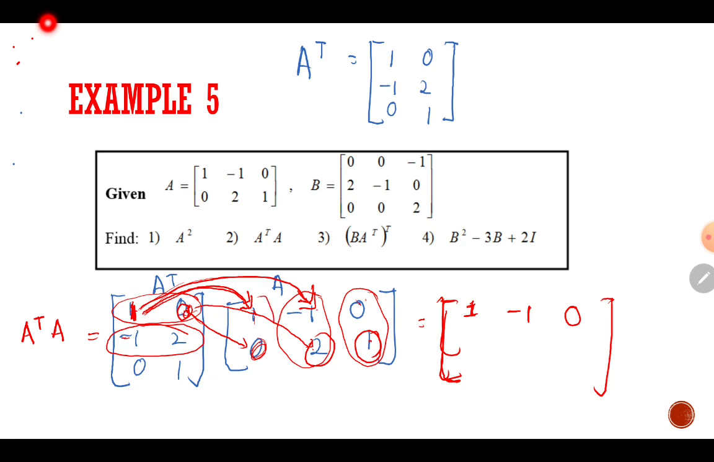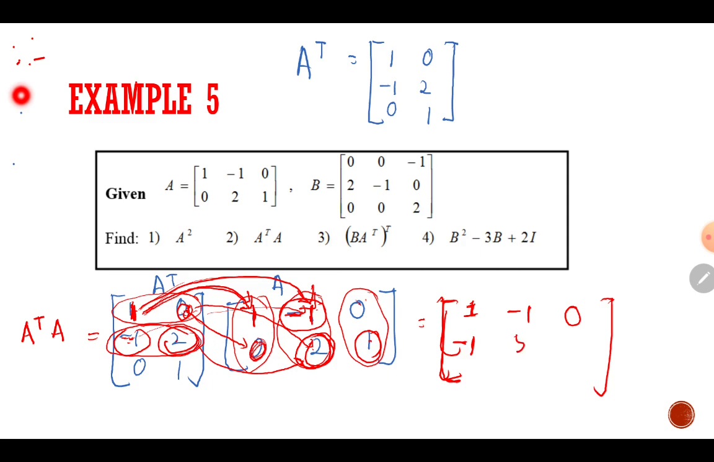So, second row pun repeat the same. Second row ni darab dengan first column of matrix A. So, negatif 1 darab dengan 1 tambah dengan 2 darab kosong. So, we get negatif 1. And then, negatif 1 darab negatif 1, we get 1. Betul? Yang ni darab dengan yang ni, negatif 1 darab negatif 1 dapat 1. And then, tambah dengan 2 ni darab dengan 2 pula kat sini. So, negatif 1 darab dengan negatif 1, 1 tambah dengan 2 darab 2 is 4.